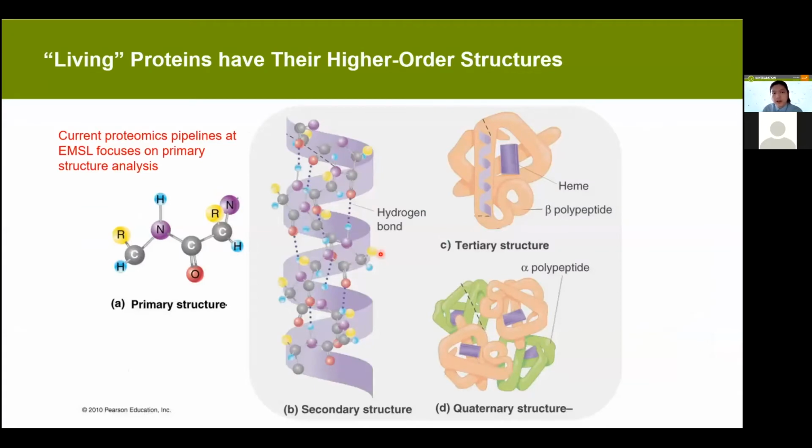We also know that living proteins in cells have higher order structure. It's not just the primary structure that is important for protein function. Unfortunately, most of the current proteomics pipelines at EMSL focus only on primary structure analysis. As you heard from Professor Jim Bruce's talk this morning, we can use techniques such as cross-linking to help us understand higher order structure, even with peptide-centric methods. But also from the other talks, you have seen that with native mass spectrometry, you can even probe the higher order structure of proteins.